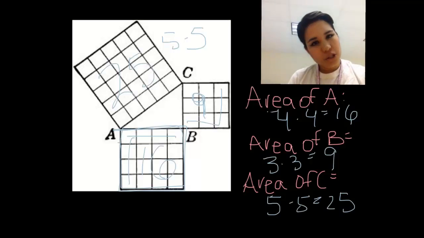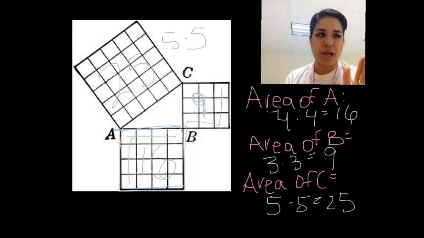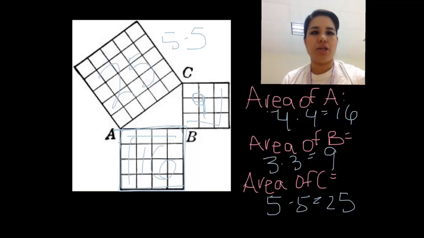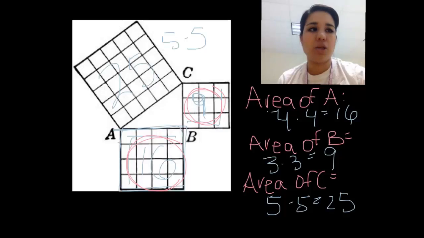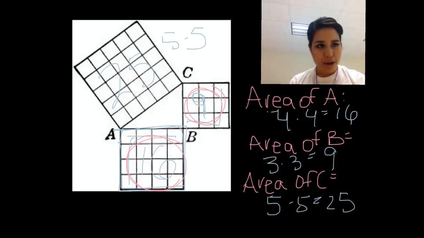Okay, so what I want you to do right now is look at this picture and see what kind of relationship you see. There's something going on here. What pattern could I find? What could I do with the 16 and the 9 to get 25? Go ahead and pause the video, think about this, and see if you can come up with an answer.